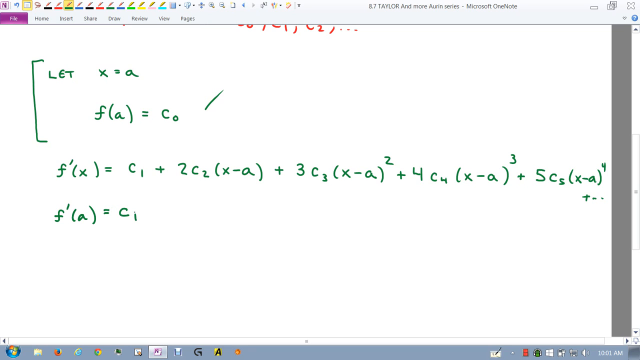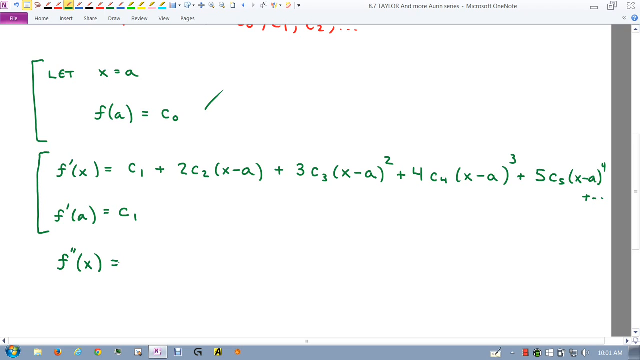Hold on a second. So I know how to find c sub 0 by just evaluating the function at a. In order to find c sub 1, I just need to be able to evaluate the derivative at a, right? And how are we going to find c sub 2? What do you think we should do? Take the derivative again. Yes? So take the derivative again and tell me what the derivative would be.